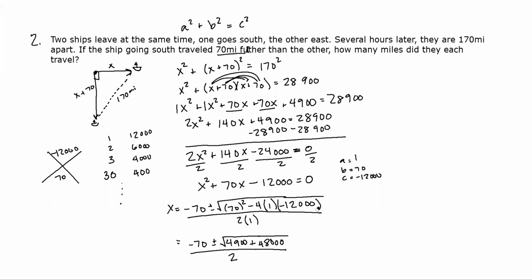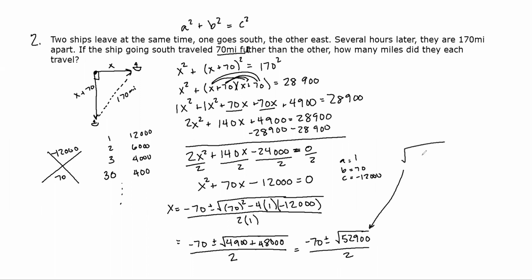All right, so now what we want to do is combine these two numbers together on the inside. So negative 70 plus or minus the square root of 48,000 plus 4,900 is 52,900, all over 2. So this is one of those square roots where it's really big. You probably don't know the square root of 52,900, but let's go ahead and look at this kind of off to the side.